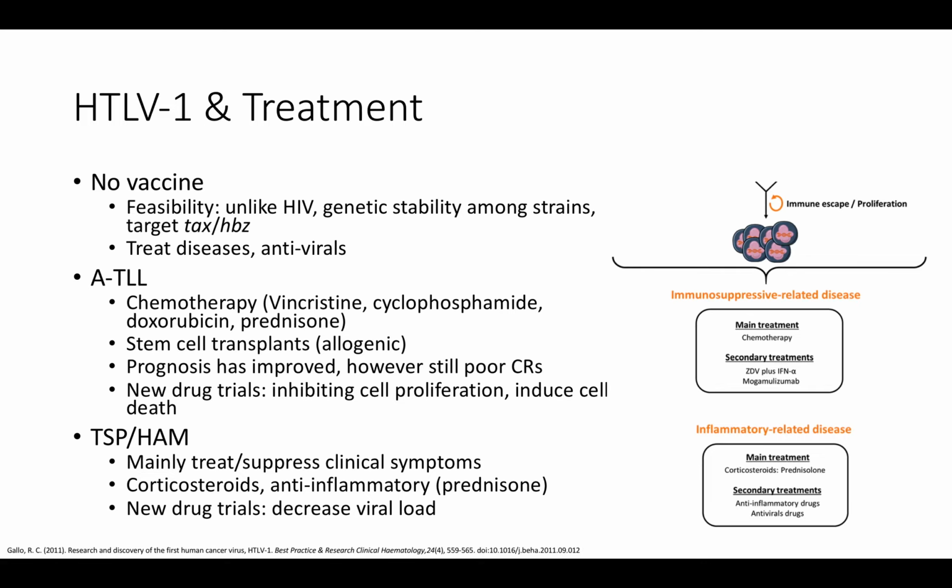But I do want to mention that while the prognosis, the lifetime survival rate from diagnosis, has increased, there's still overall a poor CR, a poor complete remission from the disease. And then for the myelopathy, TSP-HAM, it's treated very similar to MS. It's symptomatically treated. Prednisone is used. It's an anti-inflammatory. It's a corticosteroid. And antivirals are also used to suppress the viral load. And this is mainly to try to suppress the viral load to prevent the progression of the CNS destruction.